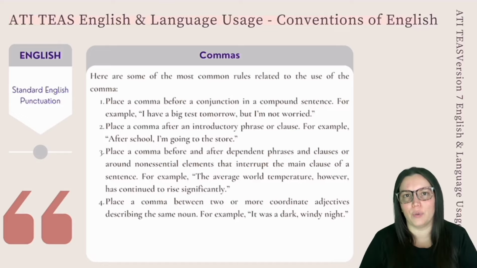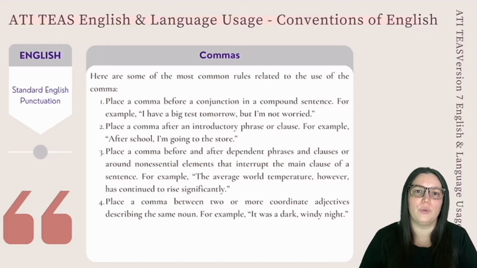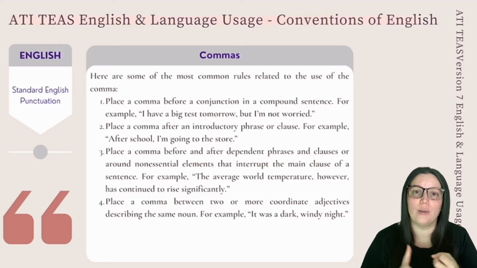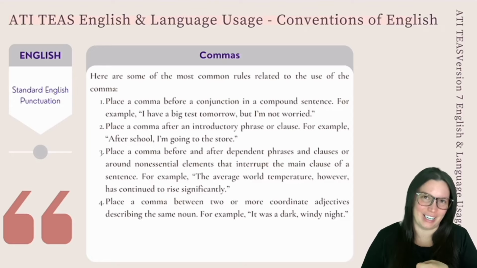And then lastly, number 4. You want to place commas between 2 or more coordinate adjectives describing the same noun. So for example, it was a dark, windy night. Dark and windy are your adjectives, which is why you place a comma in between dark and windy.